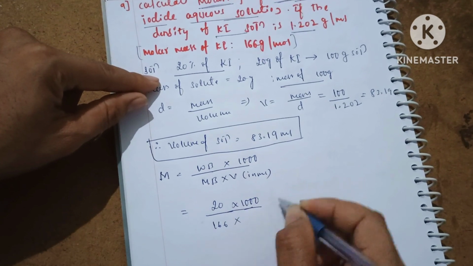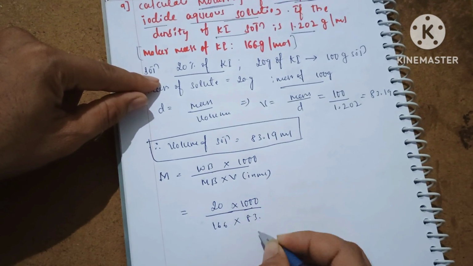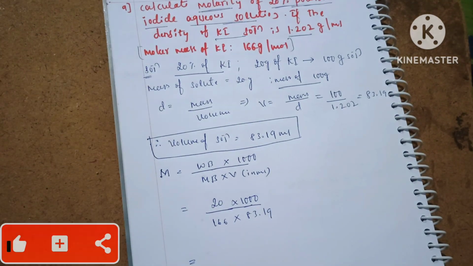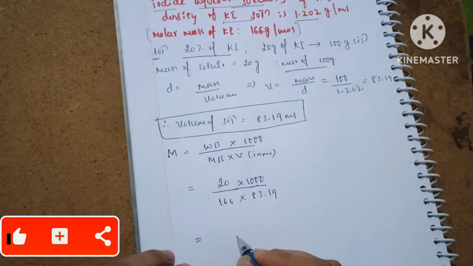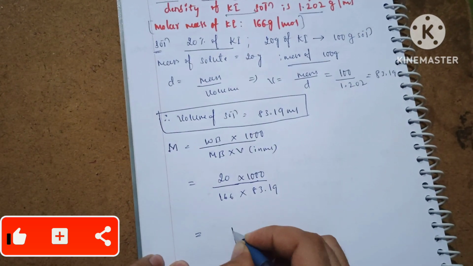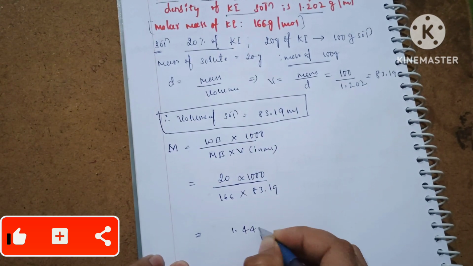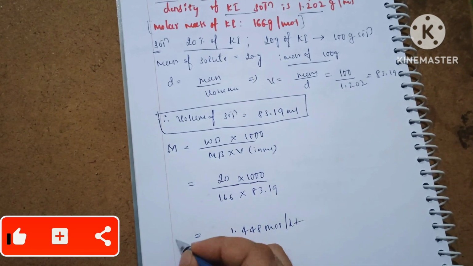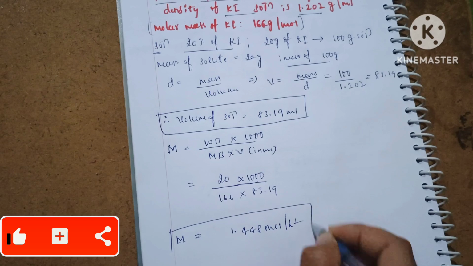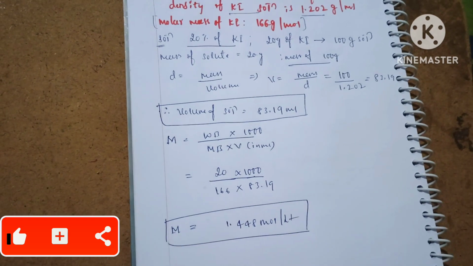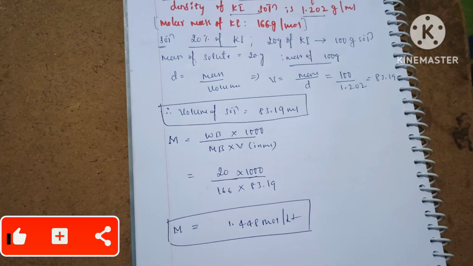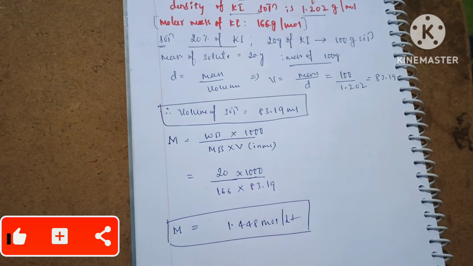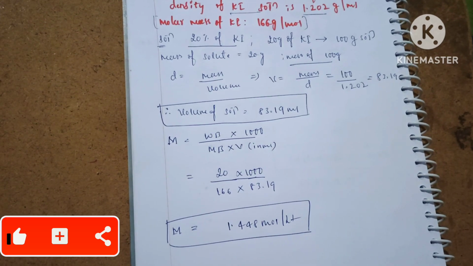Next, the volume of solution is 83.19. The answer is 1.448. Therefore, the molarity of the solution is 1.448 mole per liter. Why? Because we are calculating the molarity of a solution. Therefore, the molarity of the solution is 1.448 mole per liter. This is the fourth numerical.